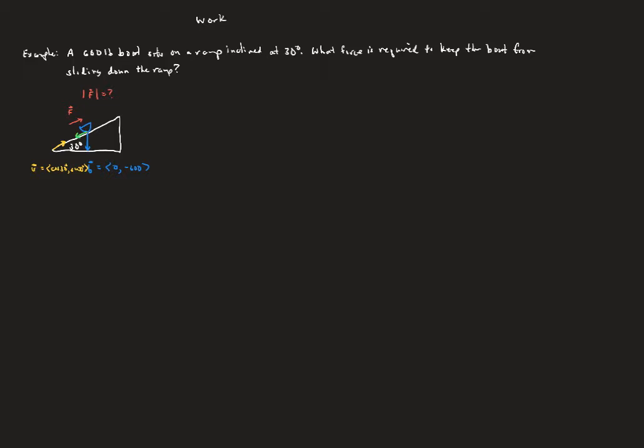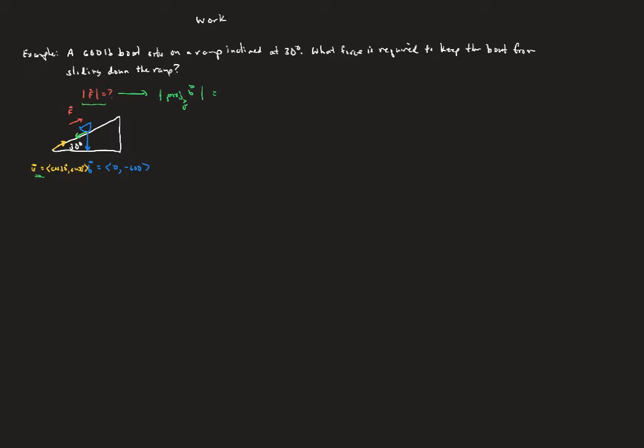So to find that, which is really going to answer our question of the magnitude of that force, we want the magnitude of the projection of our boat vector onto that vector V. That's what we're really after here. That will give us how much force we're going to need to keep that thing from sliding. And it'll have to be in the direction of this vector here. So we know how to do this.